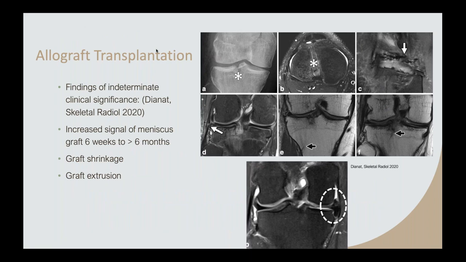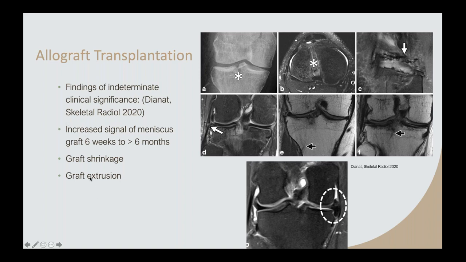Honestly, I don't see this very often, and it's not that easy to interpret because there are a lot of findings of indeterminate clinical significance. For example, the meniscal graft may maintain a very high signal intensity from up to 6 weeks up to more than 6 months. Graft shrinkage is a very common issue. Nobody really knows whether it's associated with symptoms.